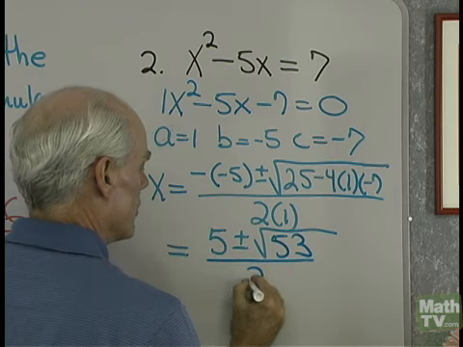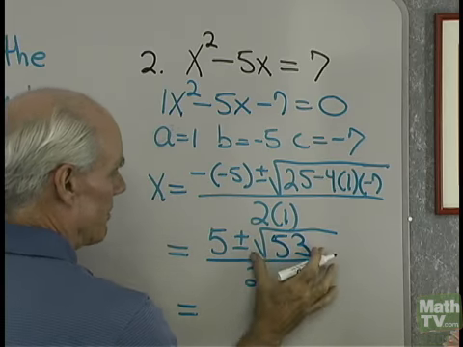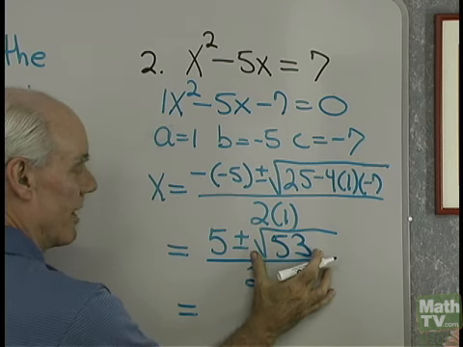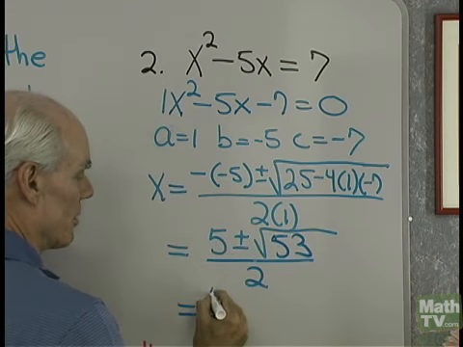That's all over 2. And so I end up with negative 5 plus or minus square root 53. Now, can this be simplified? No, there's no perfect squares that are divisors of 53 that we can take out from under this radical. So I have my two solutions.